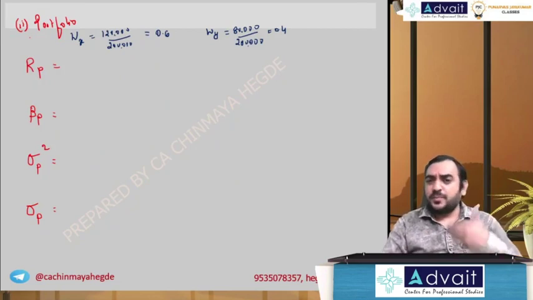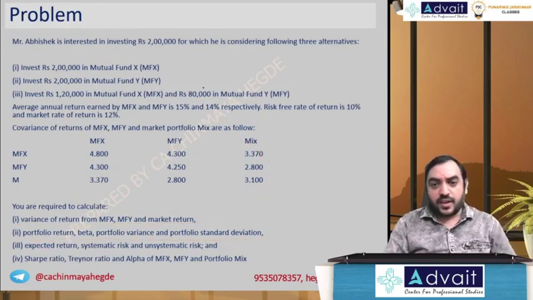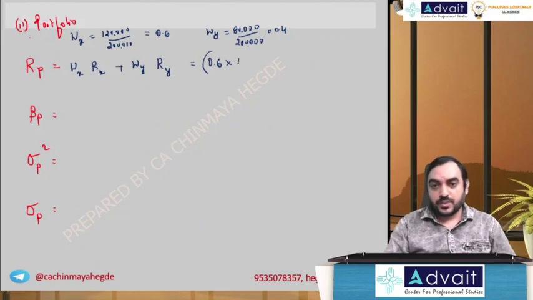Okay. Portfolio return, you know, is the weighted average. That is weight in security X times return of security X, plus weight in security Y times return of security Y. Weighted average, easy to calculate. So 0.6 multiplied by the average returns, they have given the average returns 15 and 14. 0.6 into 15 plus 0.4 into 14 gives 14.6.